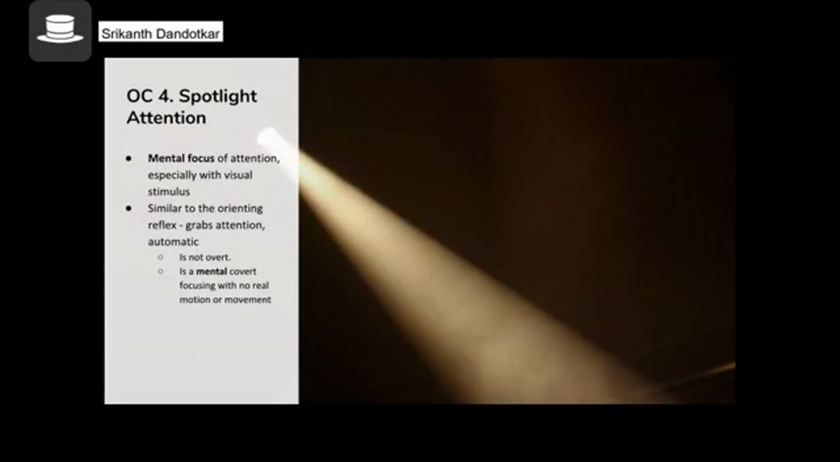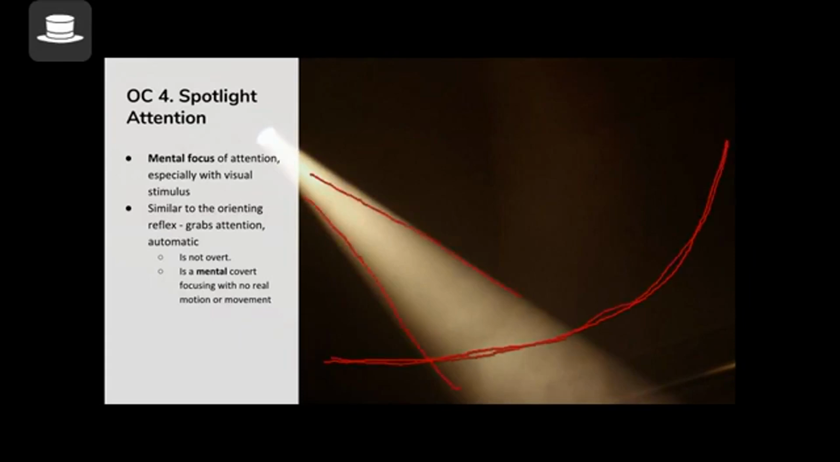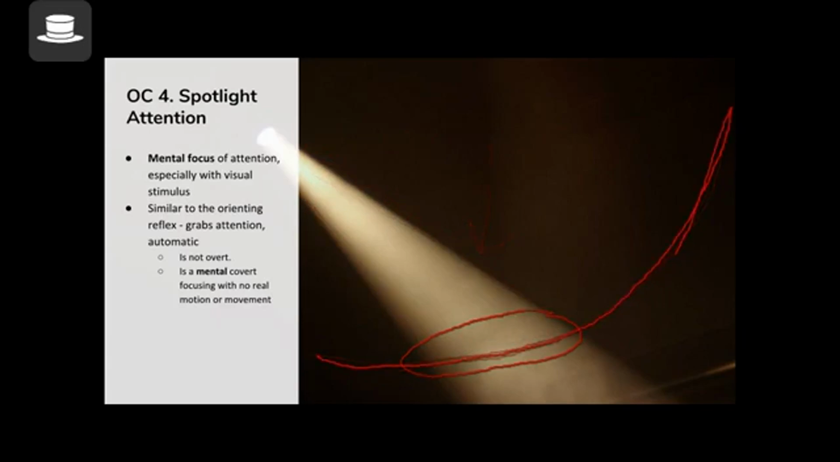So this brings us to the third input attentional process, the spotlight attention. Now, spotlight attention is like a spotlight. Just imagine you have the entire area, right? But this particular part of this area is under the spotlight. Spotlight attention is this mental focus on a specific part in your visual field. Again, this is specific to vision. So this mental focus on a specific part of the visual field is spotlight attention.